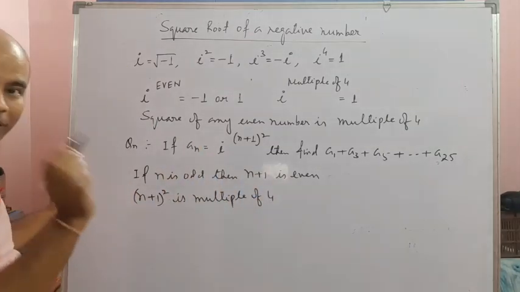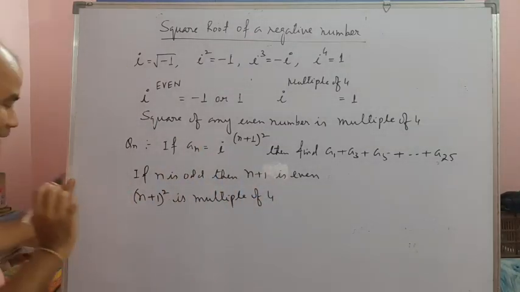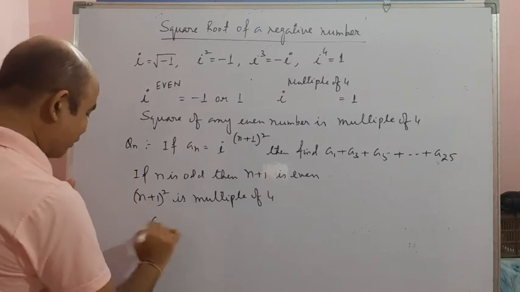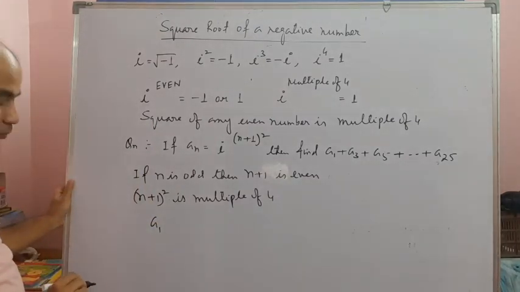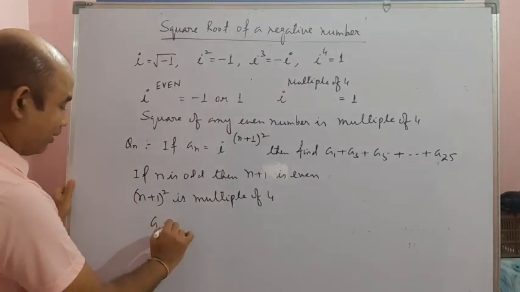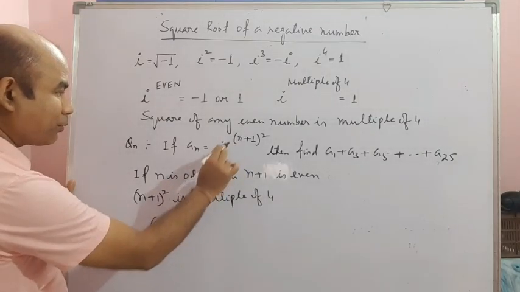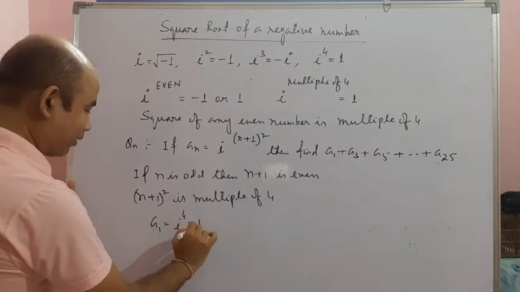Multiple of 4, that we already got. So that's why you see, when I write a1, that is n equal to 1, it will be i to the power (1 plus 1) whole square, that is 2 whole square, which is 4, so it will be 1.